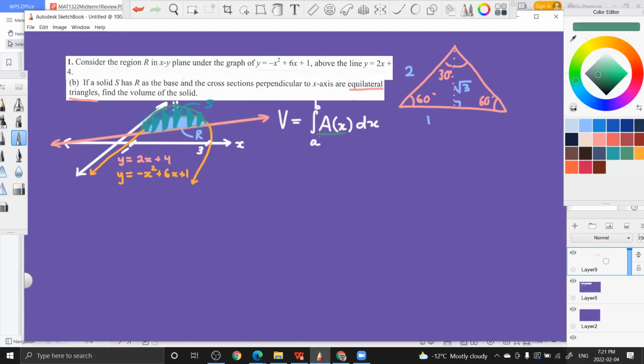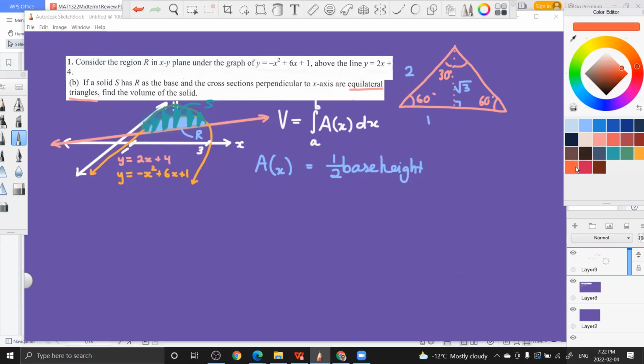So the area is the area of this triangle because the cross section is a triangle. So the area, or A of x, is equal to 1/2 times the base times the height. That is the area of a triangle. Base times the height. So how do we find the base and how do we find the height?